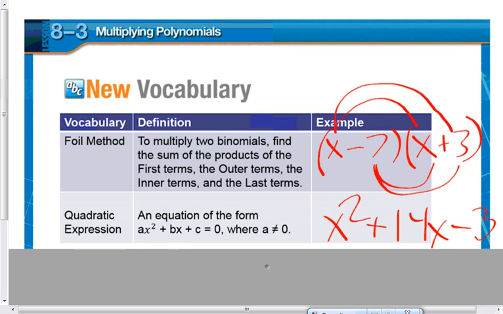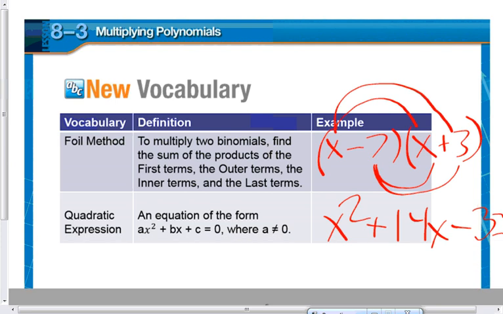But what's it missing? Wait, it's missing one thing. Can y'all figure it out? Go look at the definition. Oh, equals 0. There you go.